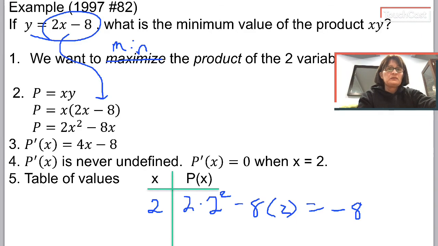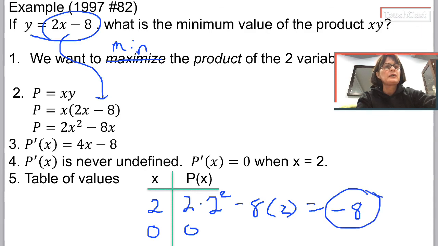Take any other x you want. You could let x equal 0. What if I let x equal 0? Then this is going to be 2 times 0 squared minus 8 times 0. Is negative 8 still the smallest? Negative 8 is still the smallest possible product. So I conclude that negative 8 is the minimum value of the product of x times y.